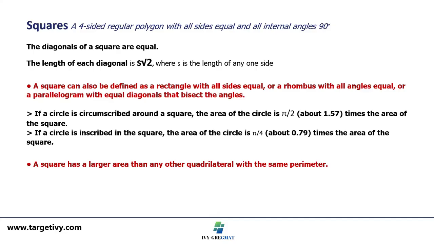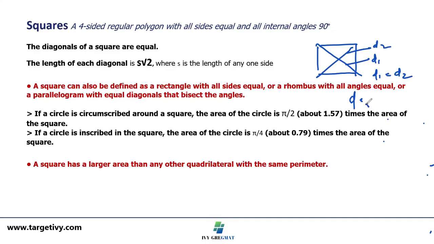So if I draw a square, something like this, let's draw it. These two diagonals. There are two diagonals, D1, say this is namely D2. So D1 is equal to D2. The length of each diagonal, D, is equal to S root 2, where S is the length of the side. S, S, S, S.